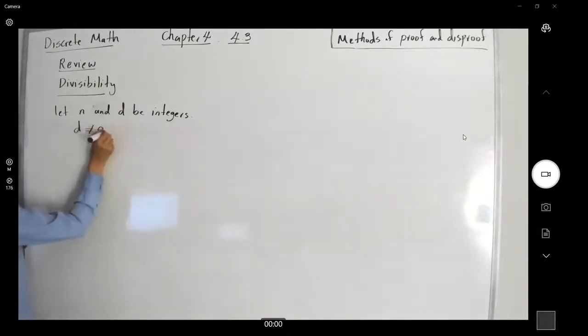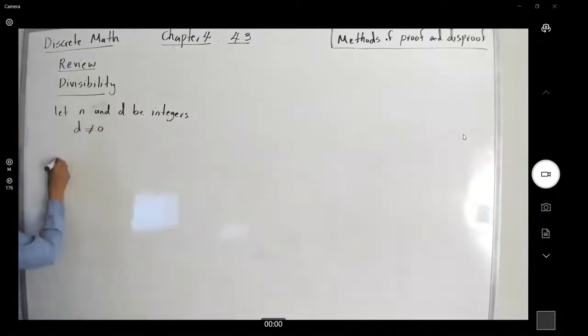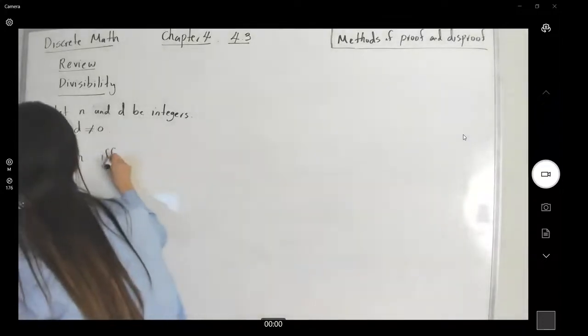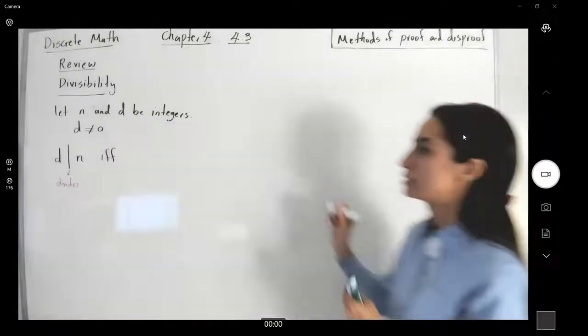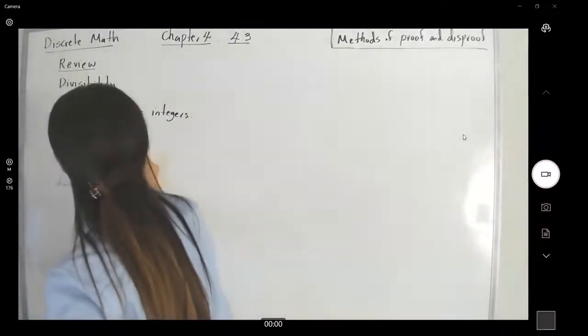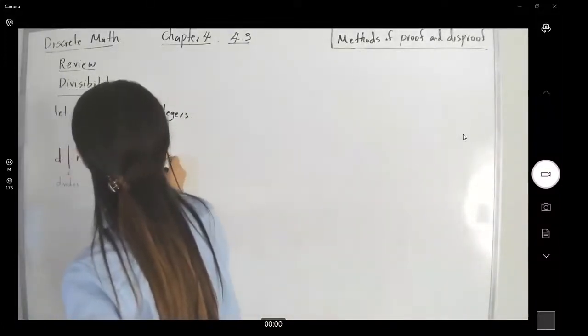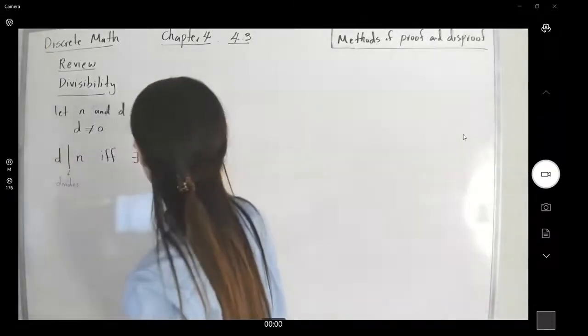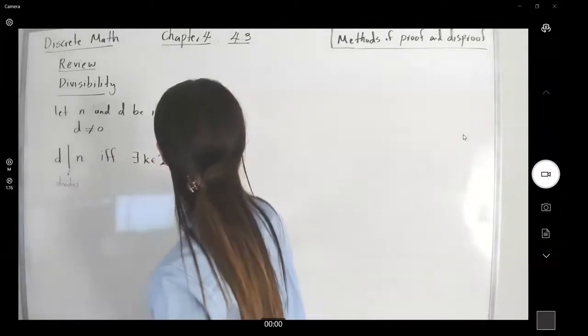D is not zero. Remember that we say that d divides n. We use this vertical line to show that we have divisibility, d divides n, if and only if there is another integer like k, such that n is equal to k times d.